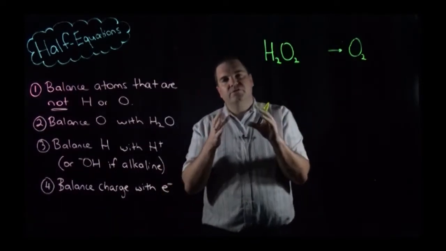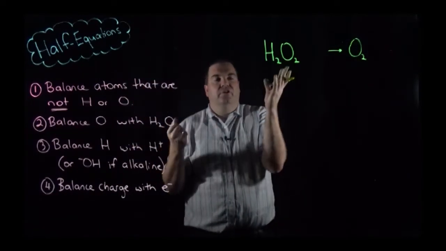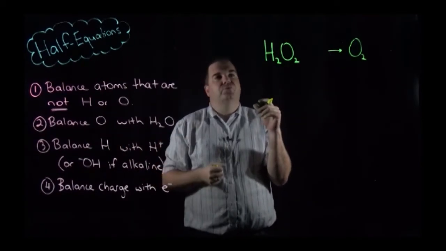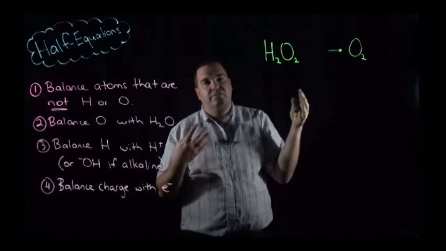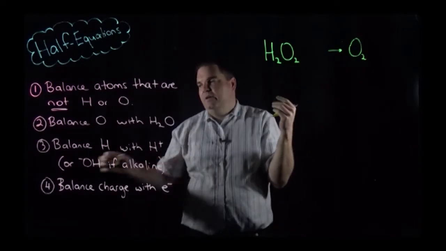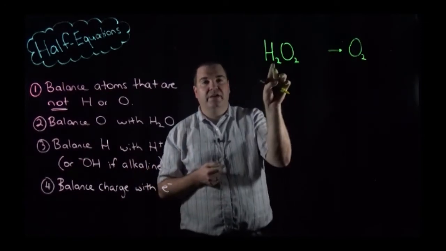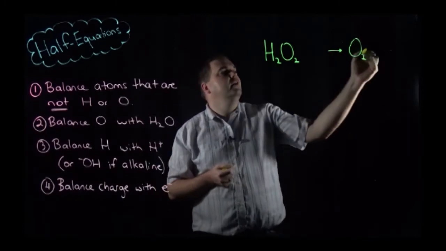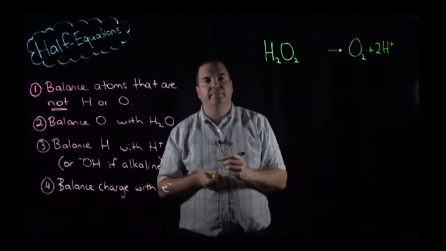So what we're going to do firstly is we don't need to balance any atoms that aren't hydrogens or oxygens because we've only got hydrogen and oxygen in here. So now we need to balance our oxygen with H2O. Again, we've got 2 oxygens here, 2 oxygens here, so that's balanced. Next step, balance your hydrogens with H+. So over here we've got 2 hydrogens. So we need 2 hydrogens on the right-hand side. So we're going to put in 2H+ on that side to balance it out.